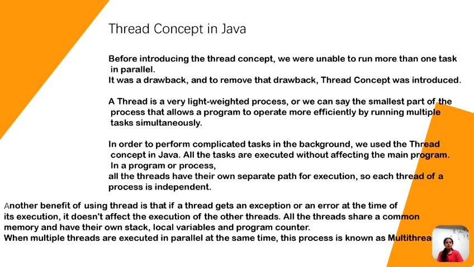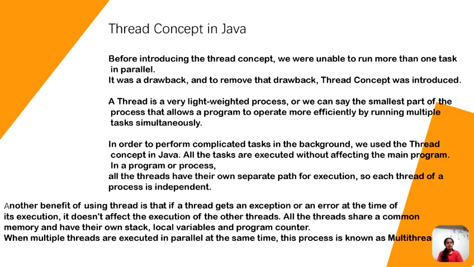A thread is a very lightweight process, or we can say the smallest part of a process, that allows a program to operate more efficiently by running multiple tasks simultaneously. In order to perform complicated tasks in the background, we use the thread concept in Java. All the tasks are executed without affecting the main program or process. All the threads have their own separate path for execution, so each thread of the process is independent.